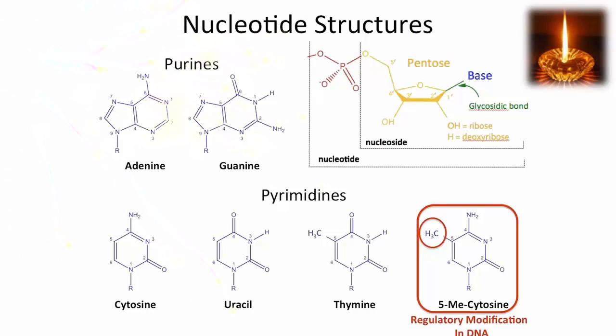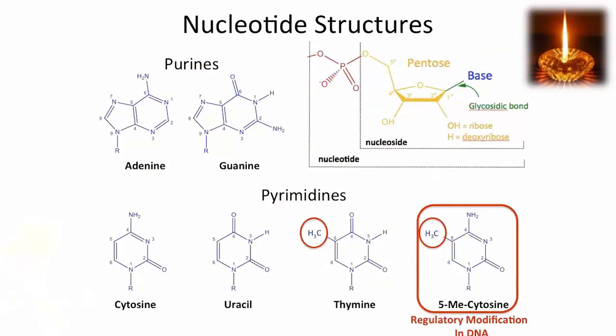There's also 5-methylcytosine, which is a regulatory modification in DNA. See that the methyl group is very similar to the 5-methyl group of thymine? But the amino group at position 4 of 5-methylcytosine and the carbonyl group at position 4 of thymine distinguishes these from each other.